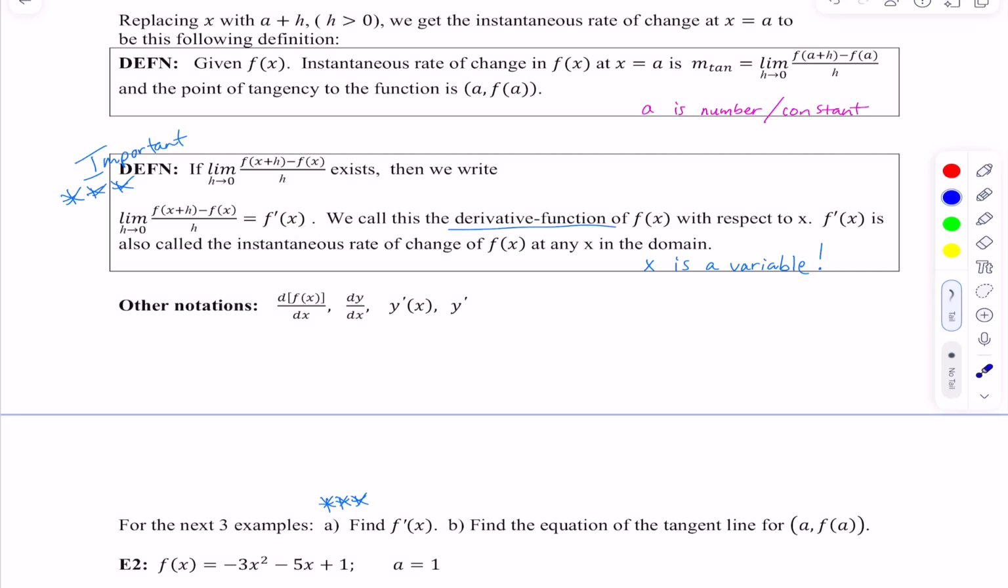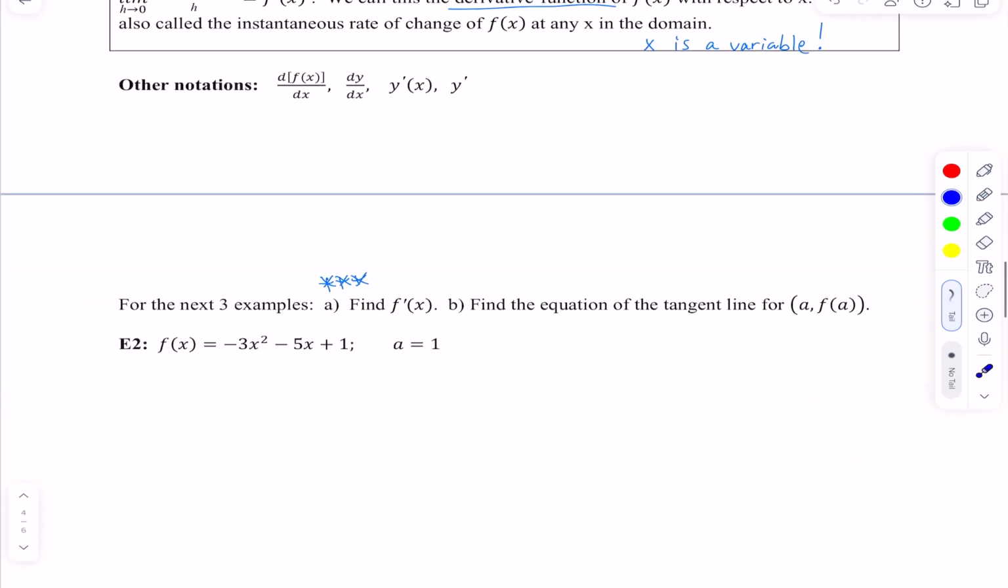We can't call it f of x. Instead, we give this a prime notation, so that apostrophe is actually called a prime mark. And so f prime of x is also called the instantaneous rate of change of f of x at any x in the domain. So notice the difference between the two definitions. One of them involves a constant or a number, and the other one actually is talking about a function, and that is because x here is a variable.